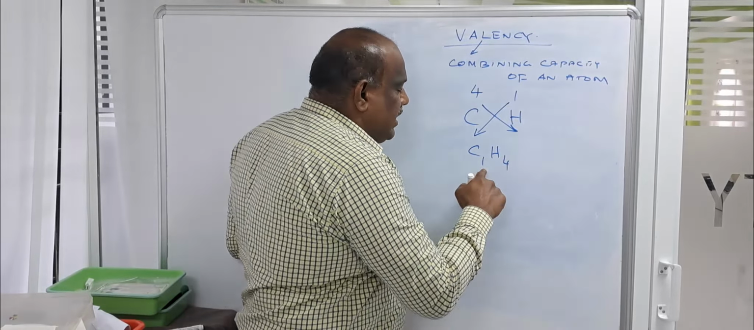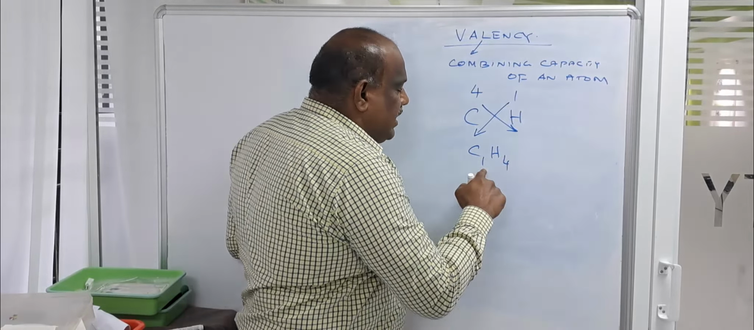6. So in the first orbit, how many electrons will be there? 2. Out of 6, 2 are occupied here. In the second orbit, what is the maximum number of electrons? 8. But how many are there actually? 4 only. Even though the K, L orbit can have a maximum of 8, this carbon has only 4.